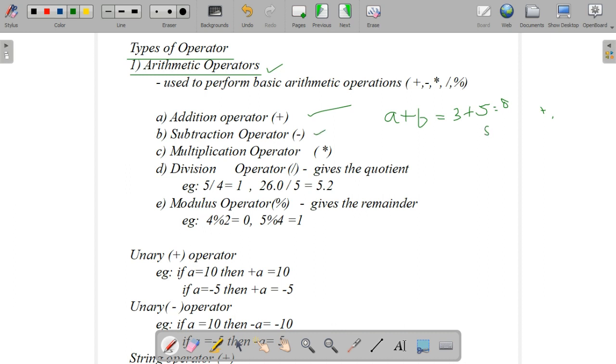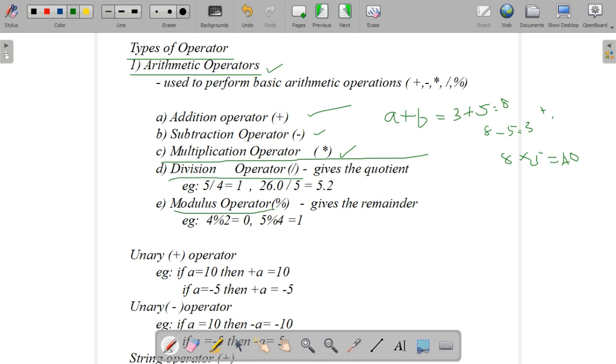The next one is the subtraction operator. You know how to subtract. 8 minus 5 equals 3. Yes, that is the subtraction operator. The third one is the multiplication operator. 8 into 5 equals 40. Okay. Then the division operator.